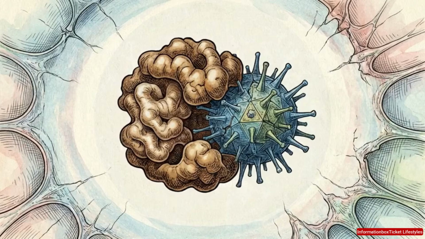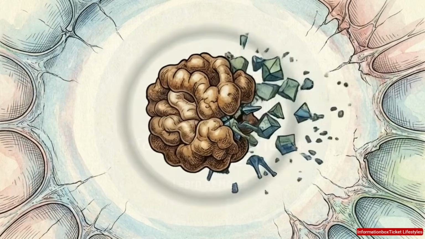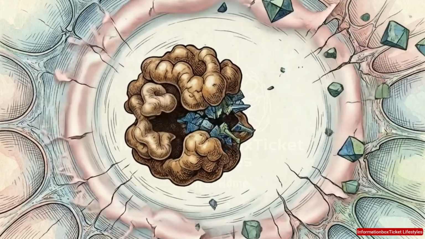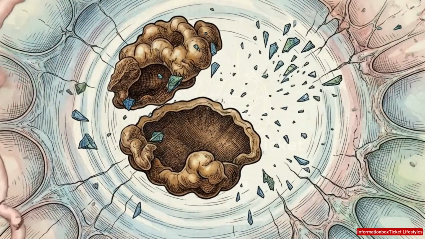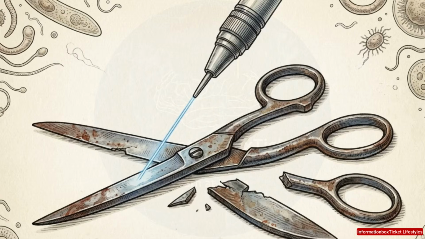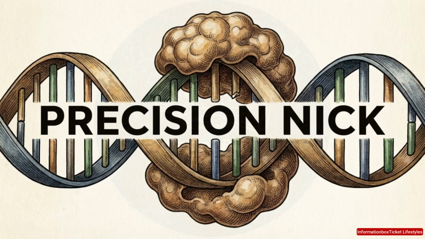Using blunt molecular scissors is effective for killing a virus, but for treating complex clinical diseases, it was far too chaotic. To safely treat patients, bioengineers had to upgrade the tool. They needed to transform the destructive scissors into a precise molecular pencil. The solution was base editing.